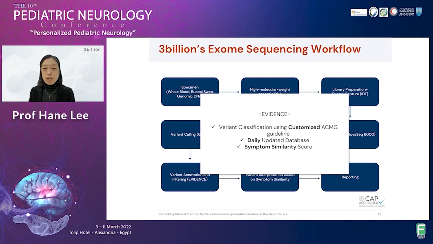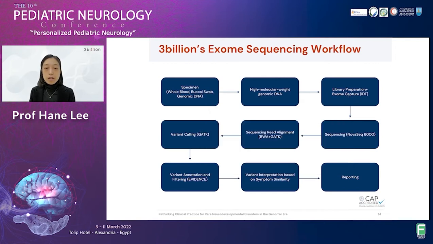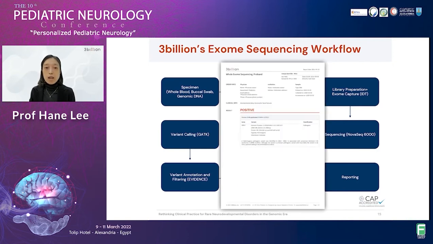We also update all databases as soon as there is a new release to make sure we are using the most up-to-date information for variant interpretation. Since we're searching for causal variants for rare disorders, all the common variants get filtered out, and the remaining rare variants get sorted by their symptom similarity score. Finally, our variant interpretation team will review the final list of rare variants and report out the causal variant.